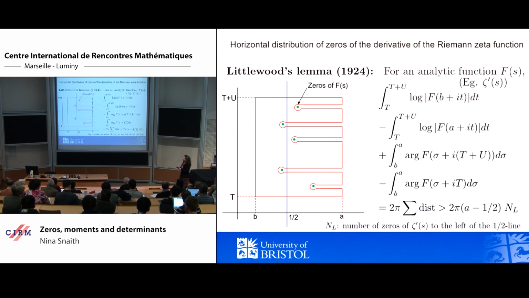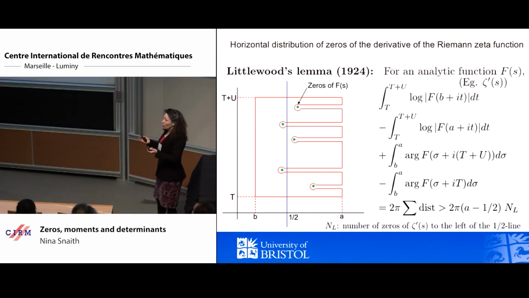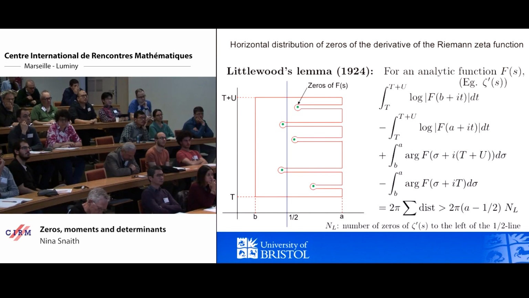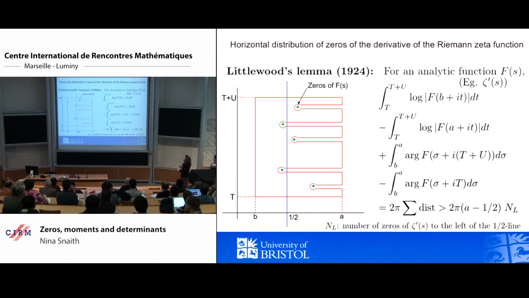So now say that f was the derivative of the zeta function. This sum of the distances has to be at least as big as the number of zeros lying to the left of the half line times a minus a half, right? Because this distance here is a minus a half. So every time a zero is on the far side of the half line, we have at least a distance, a minus a half, right?